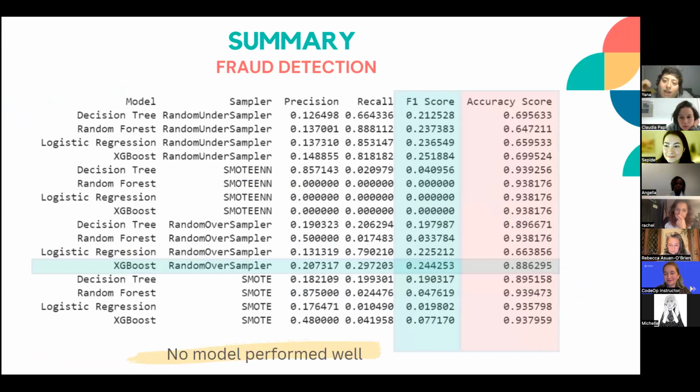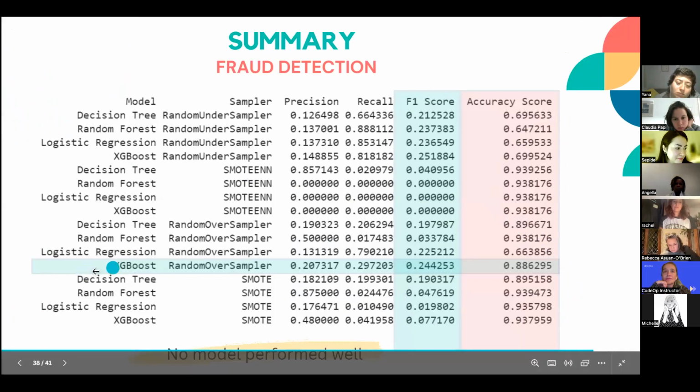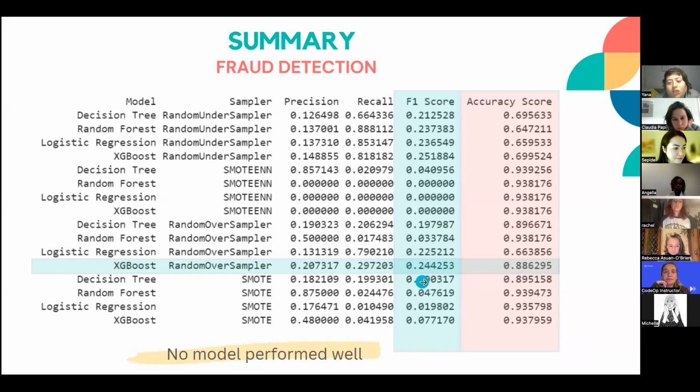So yes, to highlight again, the metric that would be the best to reflect the accuracy of the model is the F1 score. If you look at F1 score out of all models that didn't perform well, the best result we had was this XGBoost using the random oversampler, which gave us the overall F1 score of 0.24.